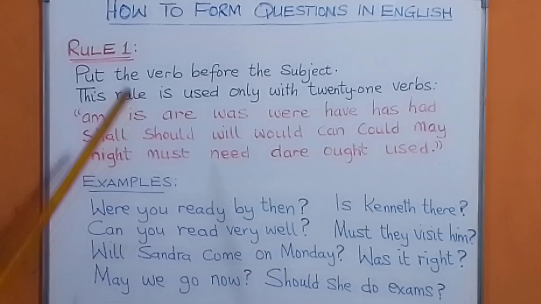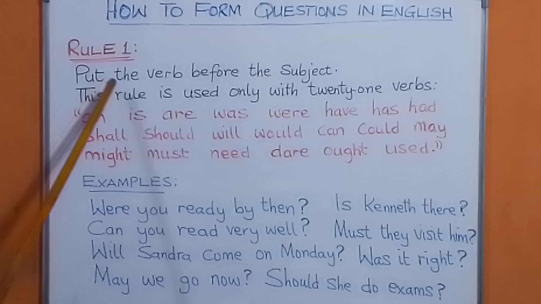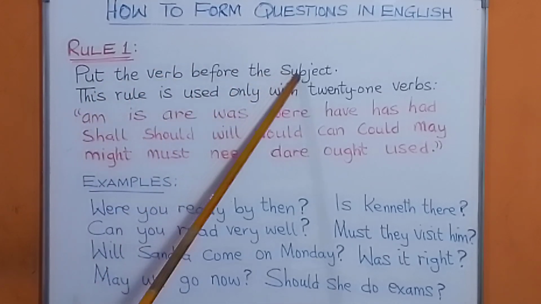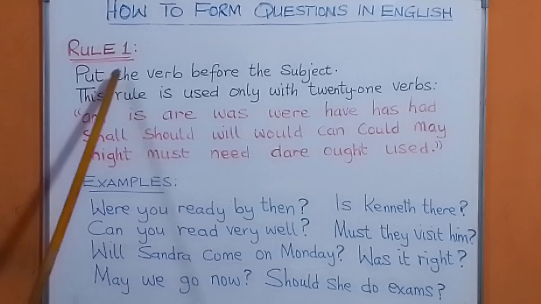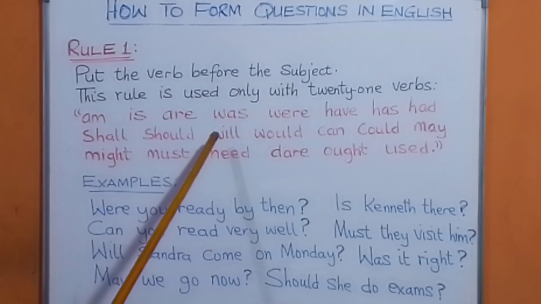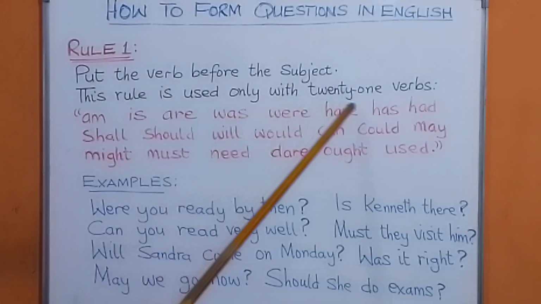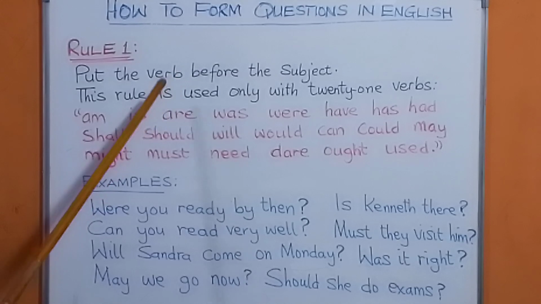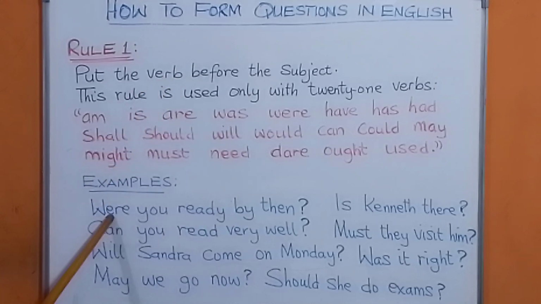We use this particular rule. Rule number 1, we're going to look at 3 rules. In this rule number 1, put the verb before the subject. And we use this rule only with the 21 verbs. The 21 verbs are here. Now, how do we do that? Put the verb before the subject. You see, we are putting the verb here where?